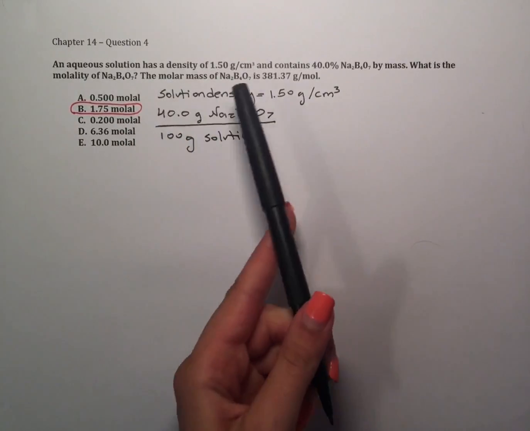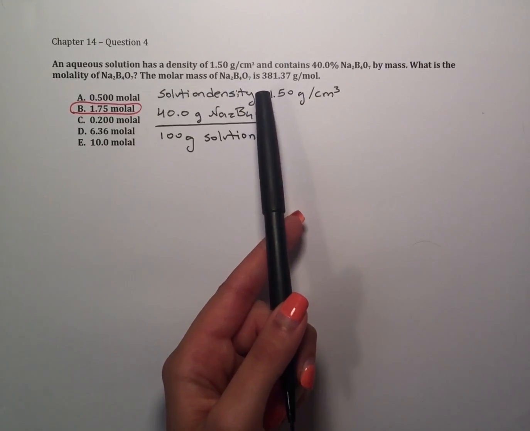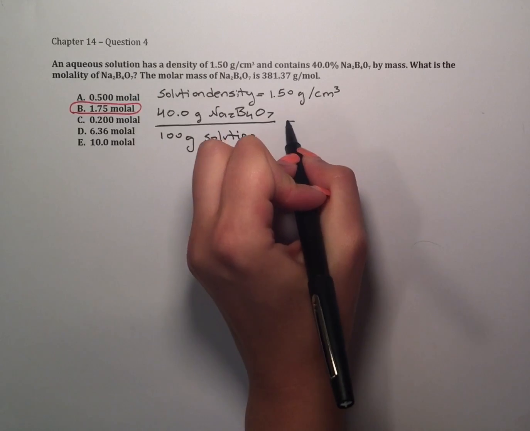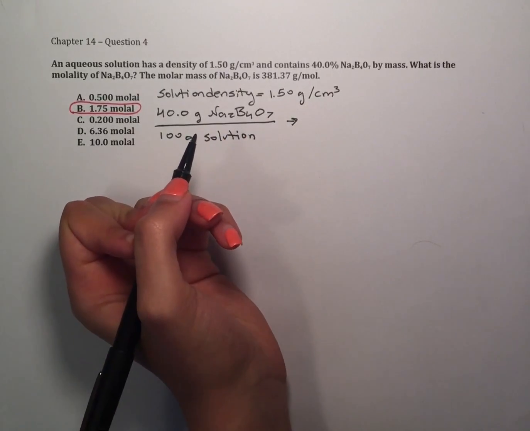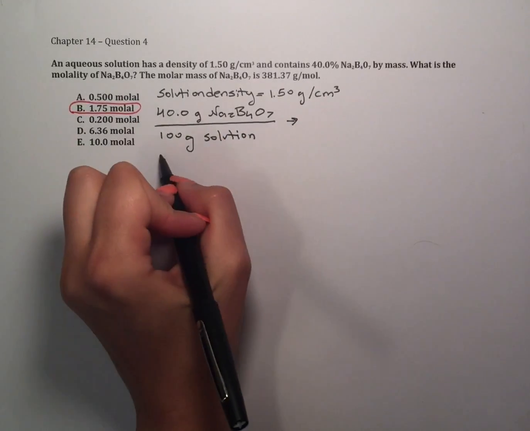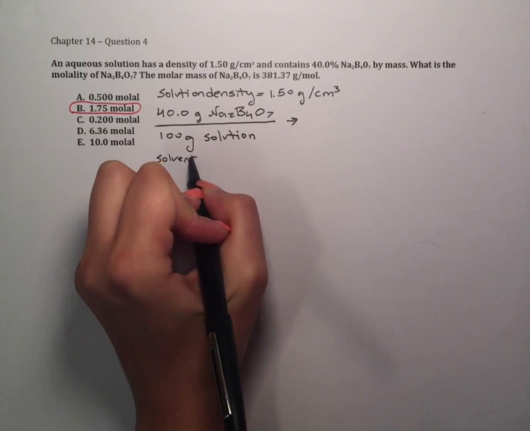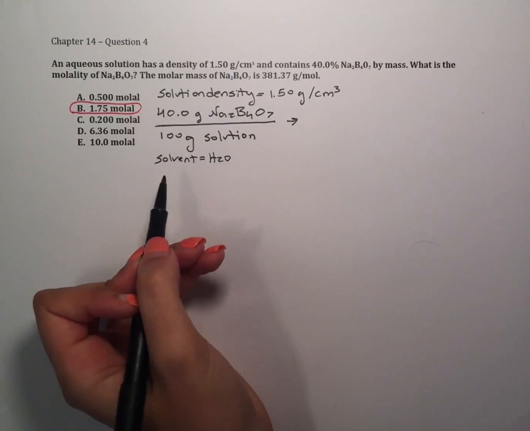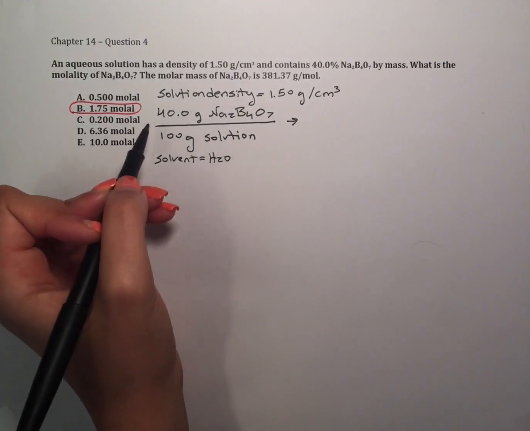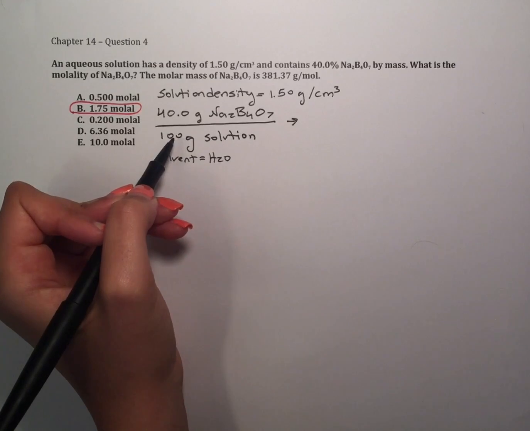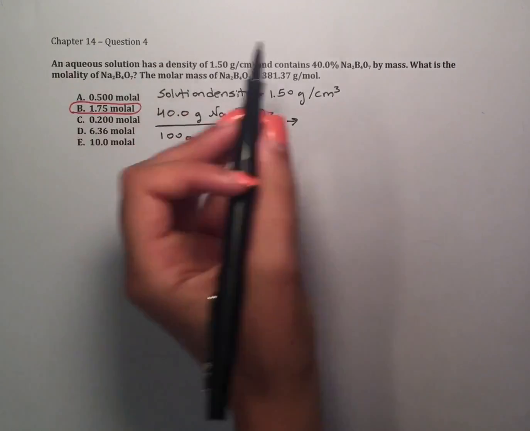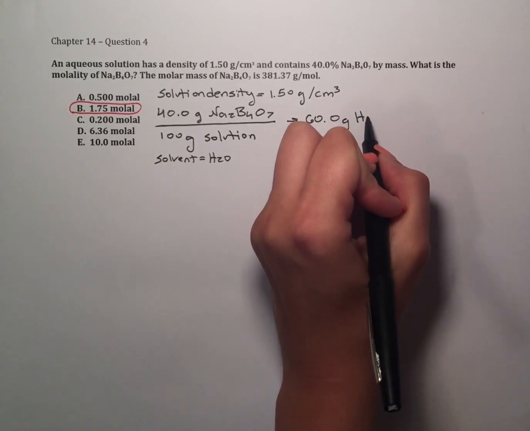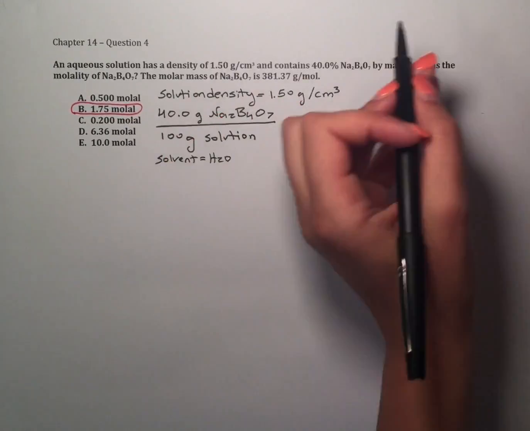We can also take out one more piece of information from this first sentence, and that is that the solution is aqueous. So what this means is that the solvent in the solution equals water. And because a solution is comprised of a solvent plus a solute, our solute is 40 grams. Our total solution is 100 grams. So our solvent is going to be 60 grams, and that's of water.